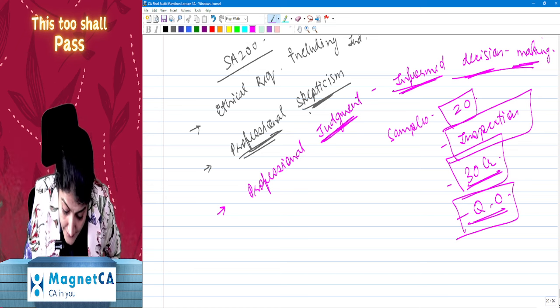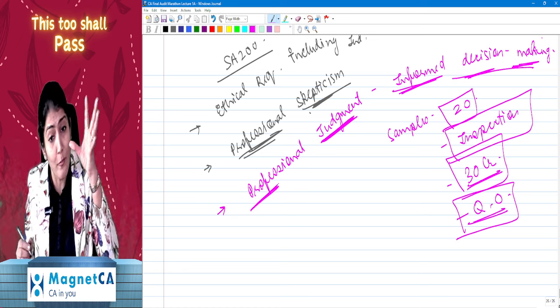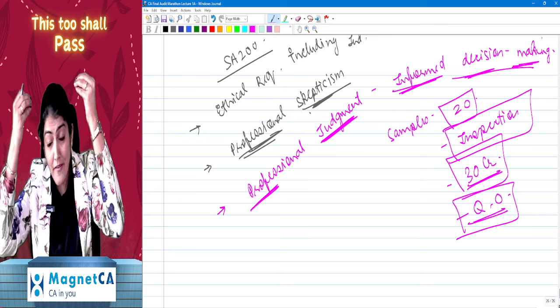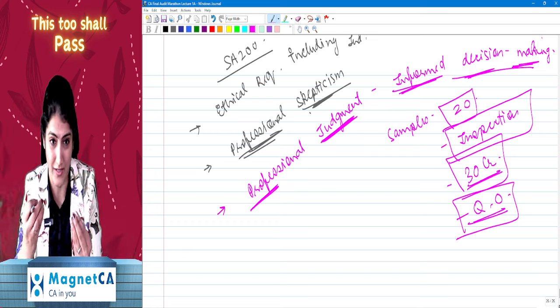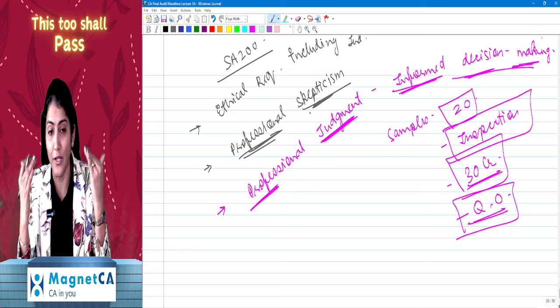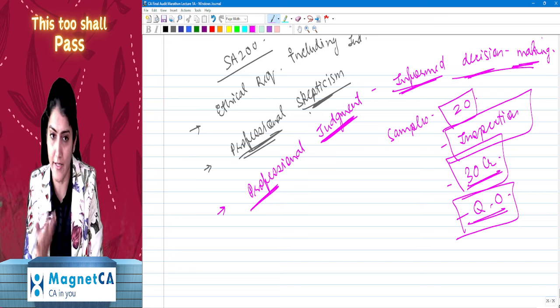Then it's not only a judgment. It's a professional judgment. It's a judgment which is backed by logic. You have an explanation. You have a working note behind the judgment which is being made. Right, you have the working in your mind and also in your documentation.